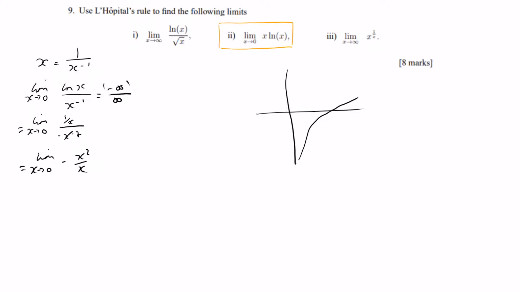And whilst we can't work out the limit here, because it would be 0 over 0, we can now use L'Hopital's rule again, and that should give us our limit. So the limit as x tends to 0, x squared goes to 2x, x goes to 1. So as x tends to 0, 2x tends to 0. So the limit of x ln x as x tends to 0 is 0.